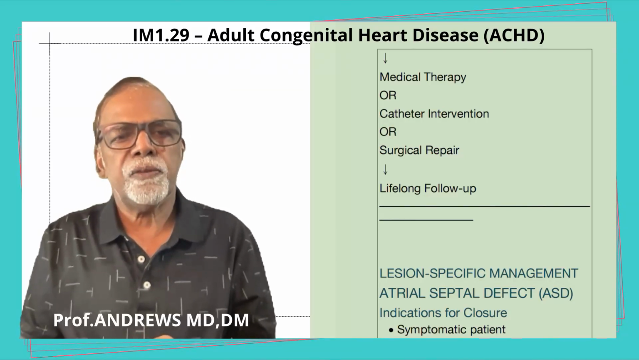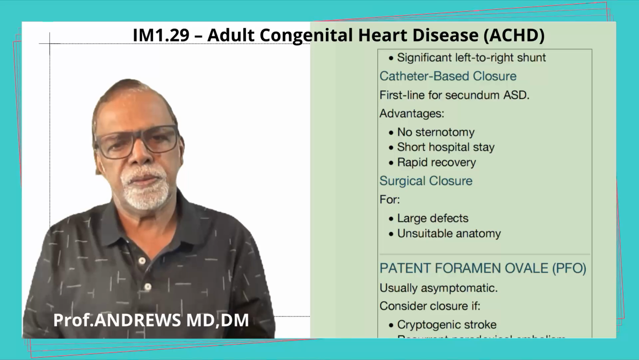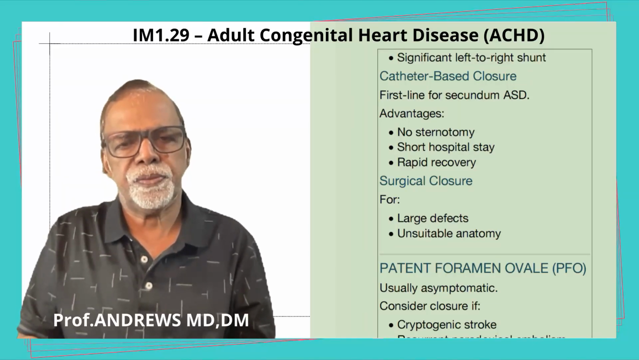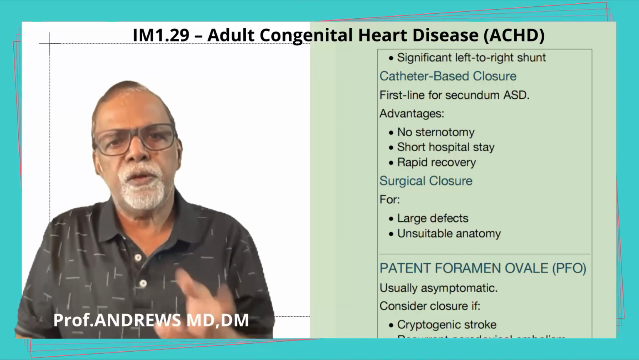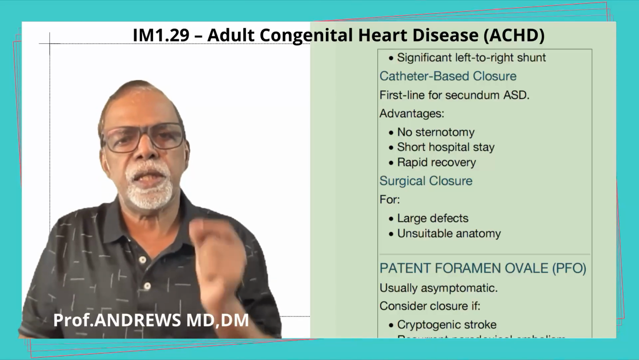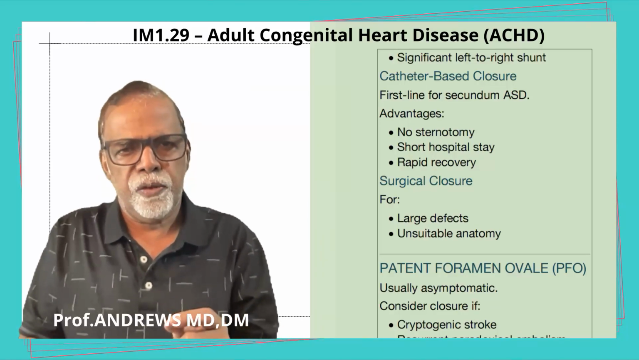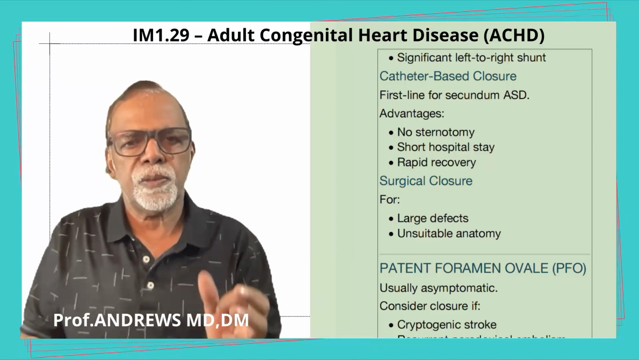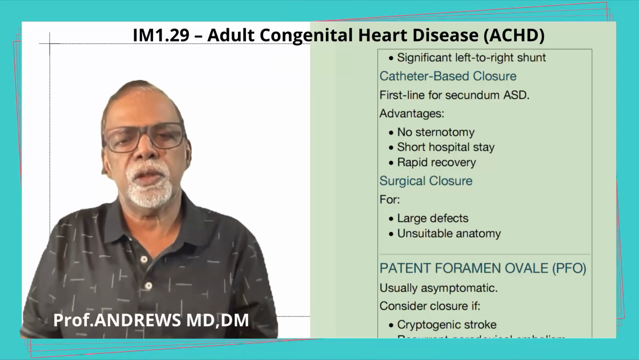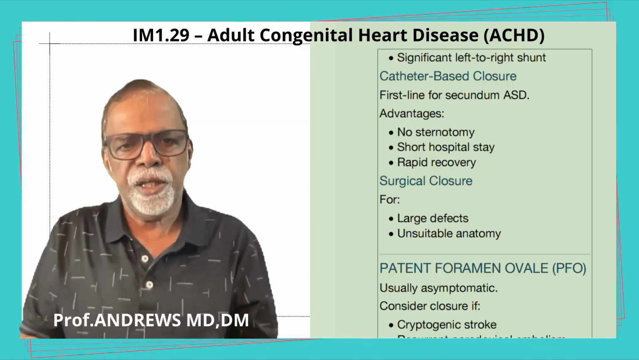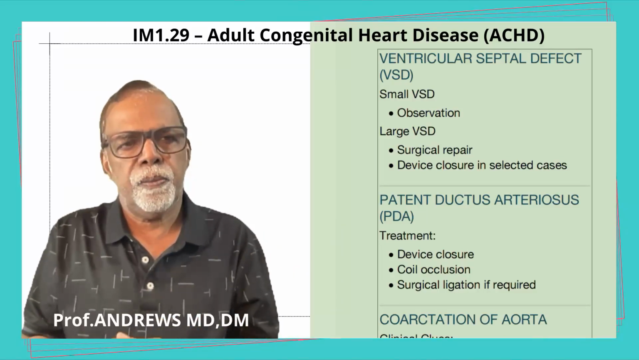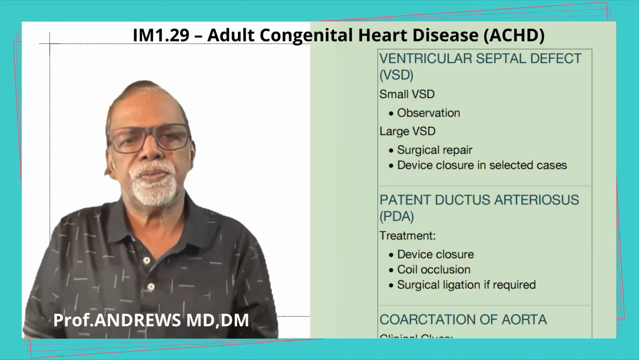In atrial septal defect, indications for closure: a symptomatic patient, definitely, and right heart enlargement, or a significant left to right shunt, as an indication for intervention. Catheter-based closure is first line for secundum defect. Advantages are there is no sternotomy, short hospital stay, rapid recovery. Surgical closure for large defects and unsuitable anatomy. In PFO, usually asymptomatic, consider closure if cryptogenic strokes are occurring or recurrent paradoxical embolism.